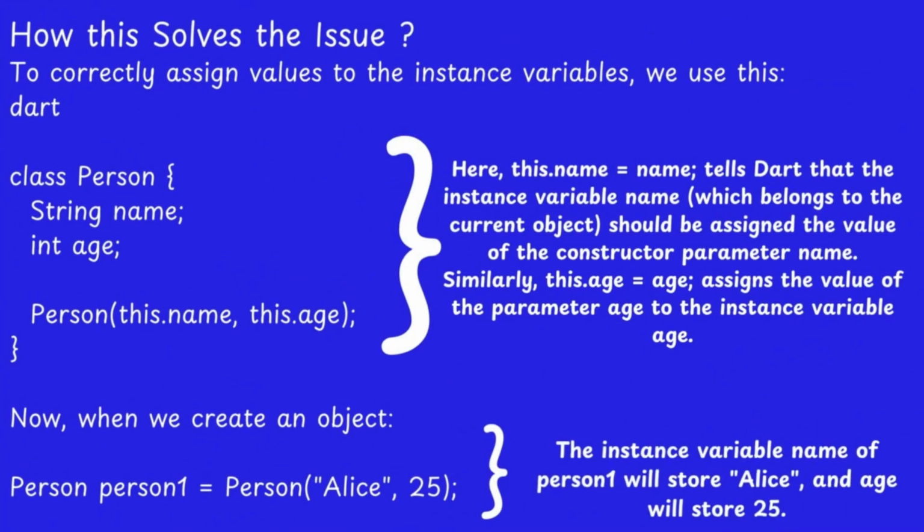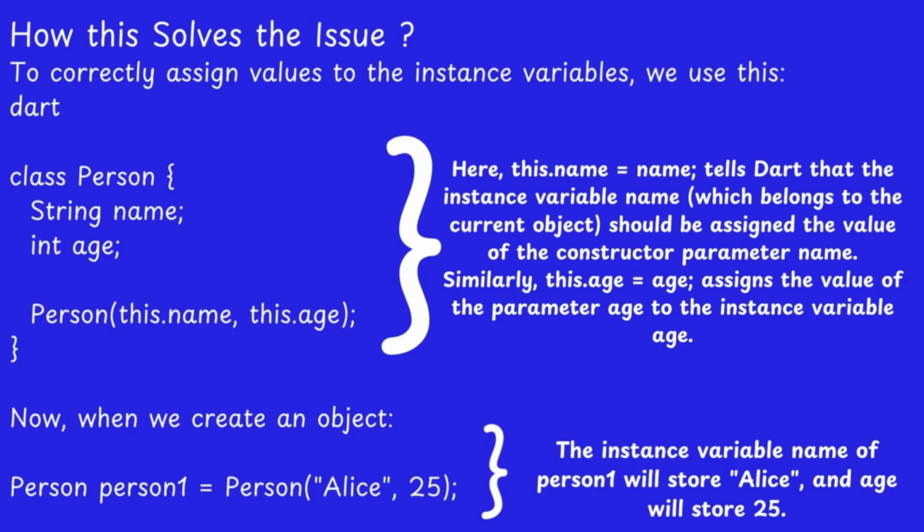To ensure that the correct values are assigned, we use the this keyword. With this, we explicitly tell Dart that we are referring to the current object's instance variables, not the constructor parameters. For example, in an improved version of our Person class, by using this.name = name, we make it clear that the instance variable name should receive the value of the constructor parameter name. The same applies to age.